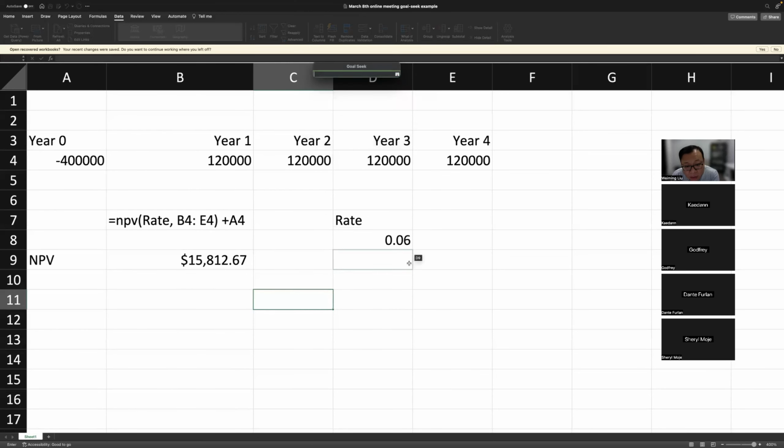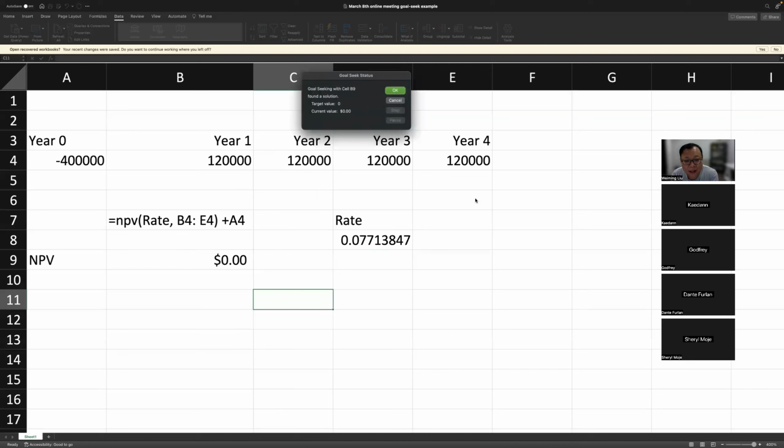Okay, I want to change the rate, right? I want to change the rate. So I set it up. And now don't blink, okay? Don't blink. The magic is going to happen, okay? Are you ready for this? This is like magic, right? You ready? Okay, so if I click OK, what is going to happen, right? If I click OK, see?